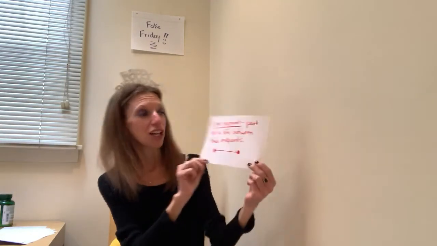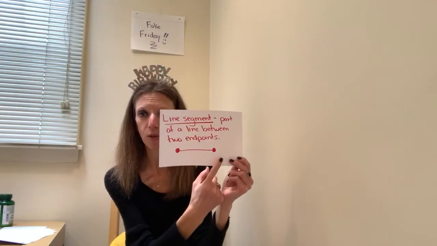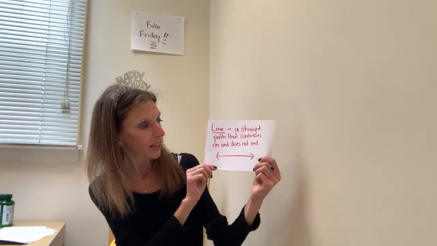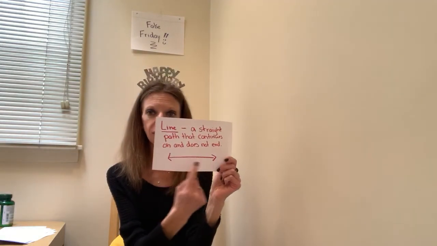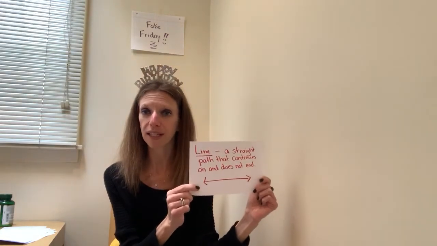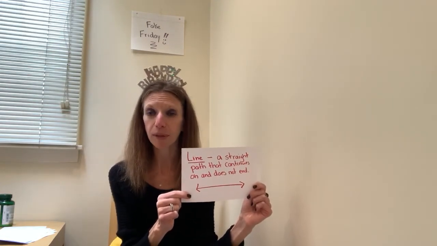Okay. Oh, this is back to the beginning of our unit. Line segment. So a line segment is a part of a line between 2 endpoints. So there are our endpoints. A line is a straight path that continues on and does not end. And remember, if you see little letters associated with the line or line segment, you need to name it as line AB or line segment AB.